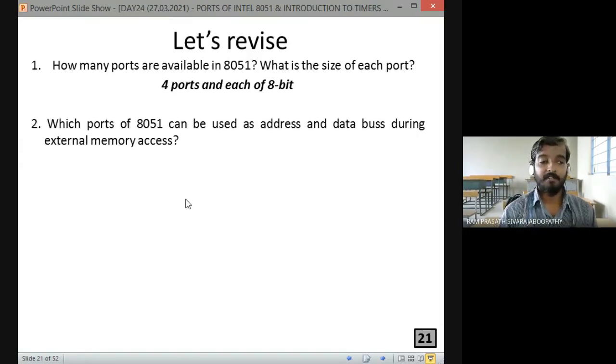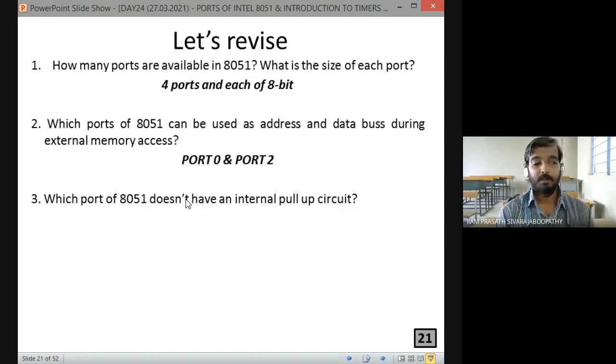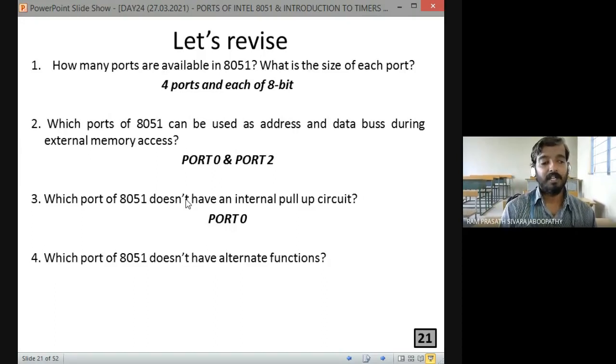Which port of 8051 can be used as address and data bus during external memory access? Port 0 and 2, very good. Which port of 8051 doesn't have an internal pull-up circuit? Yes, very good. Port 0. Which port of 8051 doesn't have any alternate function? Yes, port 1. Very good.